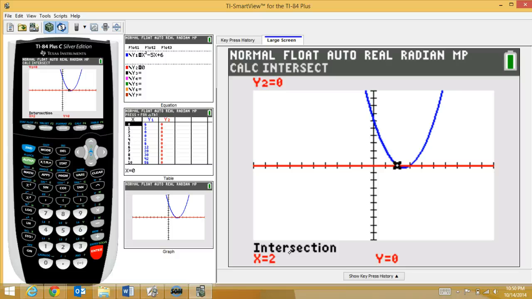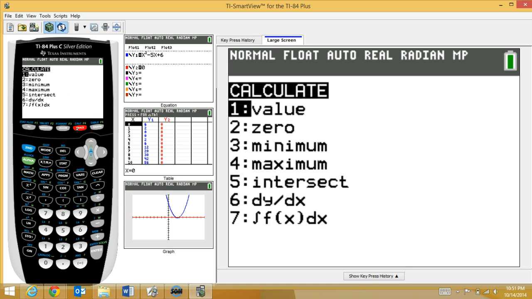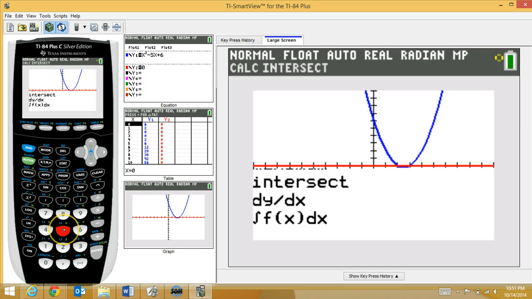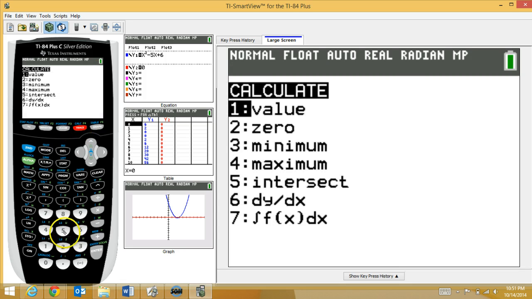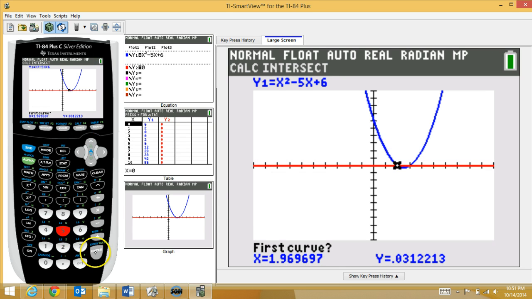Now, I think there's a second intersection there, right about there. So what I'm going to do is calculate that second intersection. Sorry, I double-clicked somewhere in there. So I'm going to hit second trace again, calculate the intersection. First curve, yes. Second curve, yes.